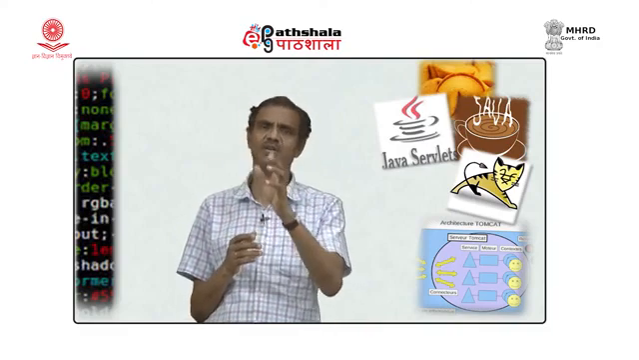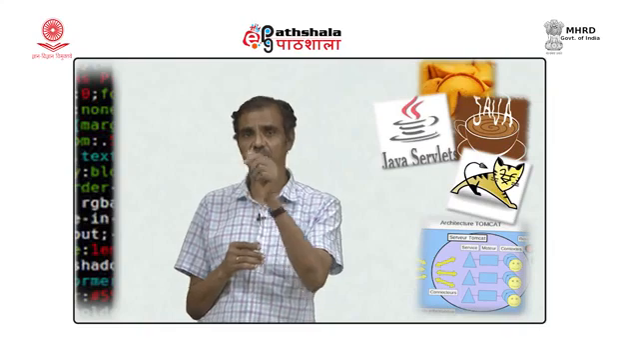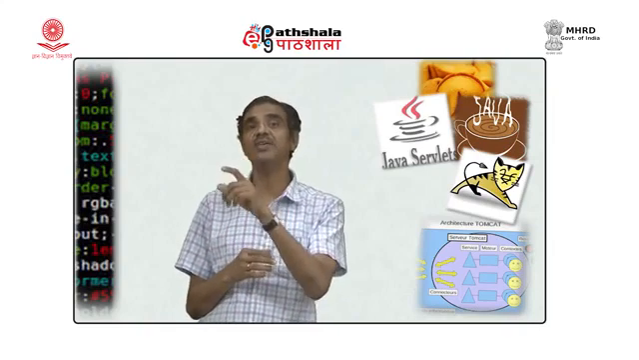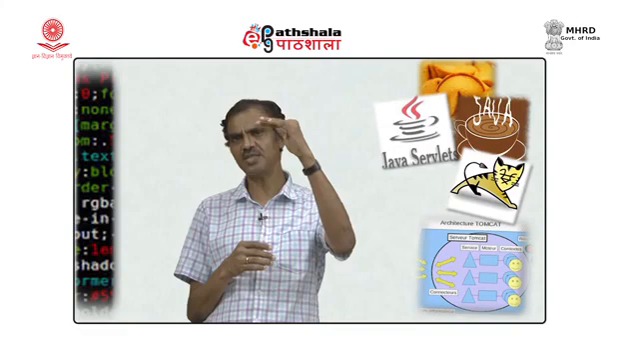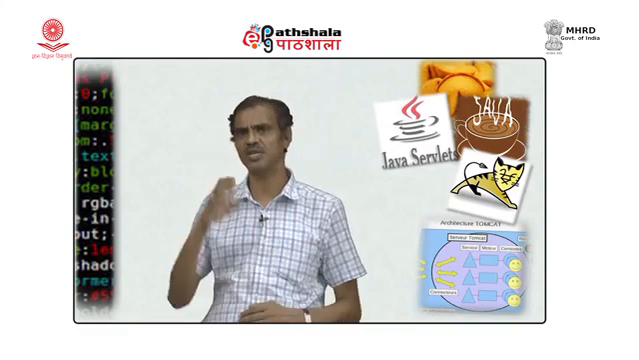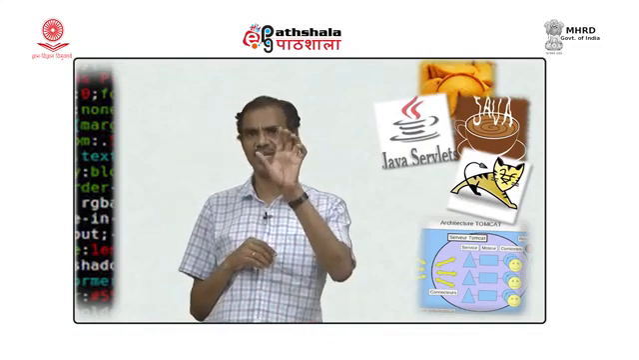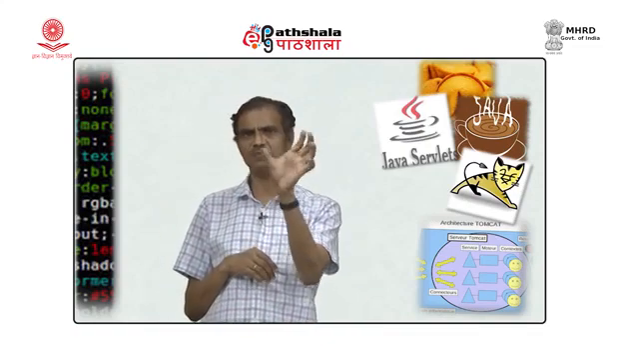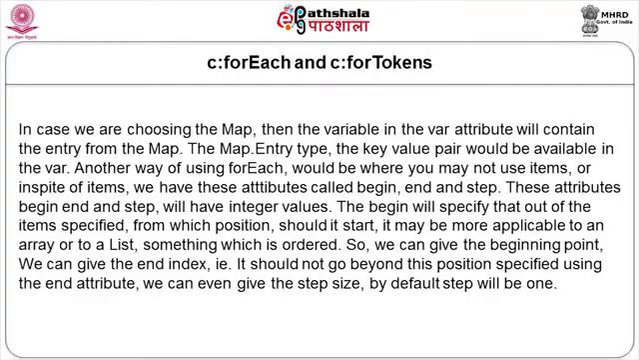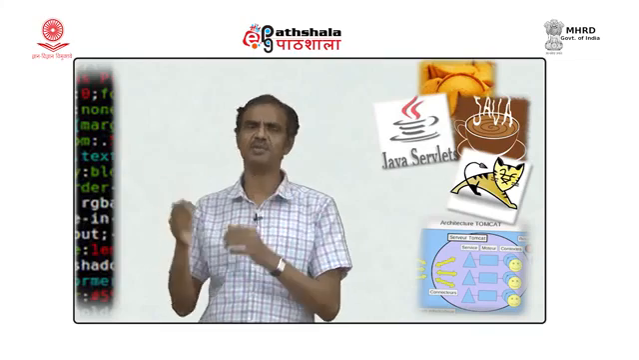So, the items attribute is for giving that, and then we have var equal to. The var here is the local variable, which is within the c:forEach and the /c:forEach. This variable will contain the current value from items. Maybe you have chosen a map. In case you are choosing a map, the var would contain the Map.Entry, the key value pair, and you can use var.